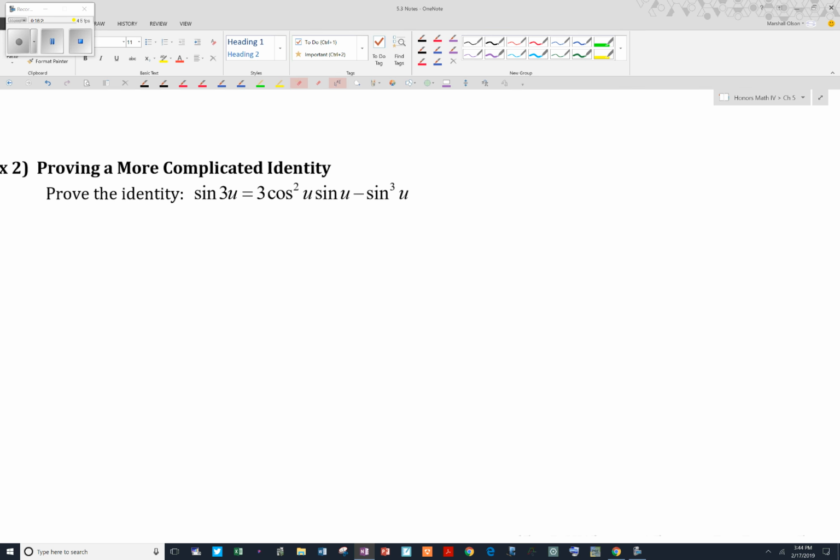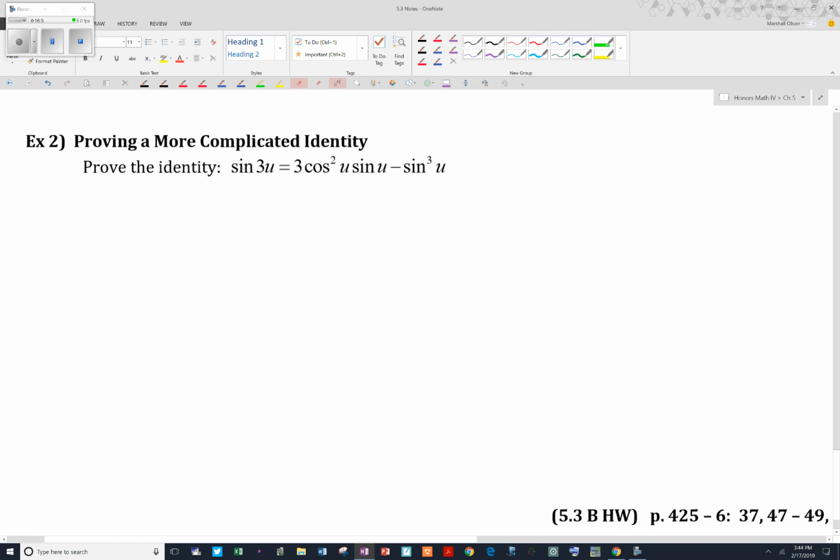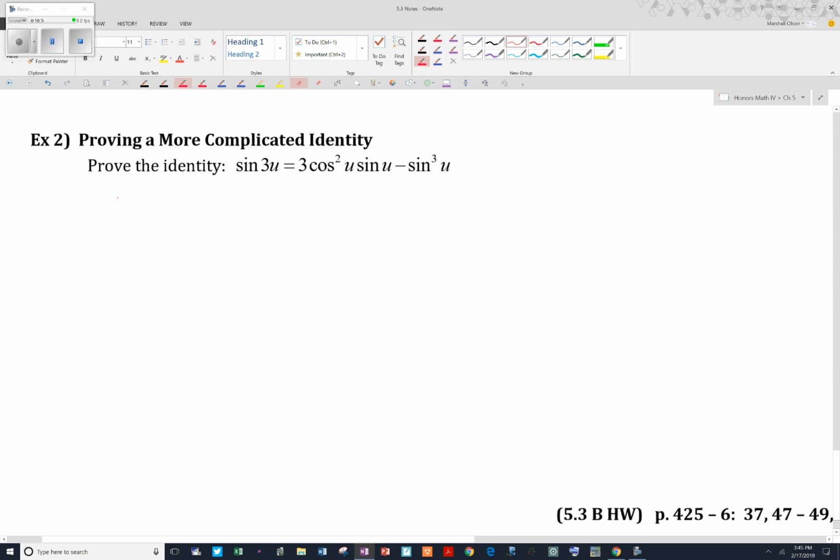So we've got sine of 3u. You can't call this sine of u plus u plus u. Okay, so I'm going to start with my left-hand side. You can't do this, so I wouldn't even write this, but you can't do this. There is no triple sum formula. That's just not possible. What we can do, though, is call this the sine of 2u plus u.